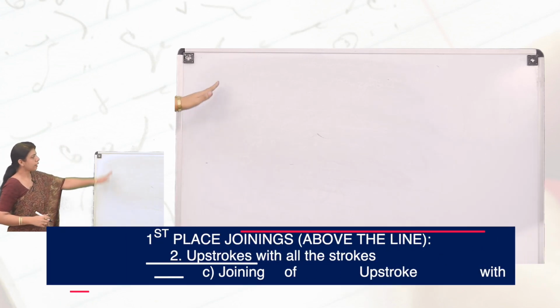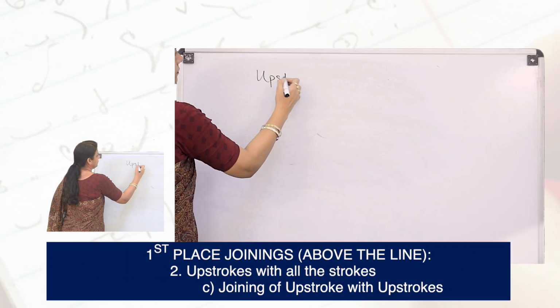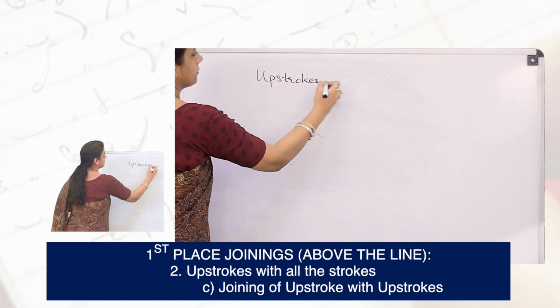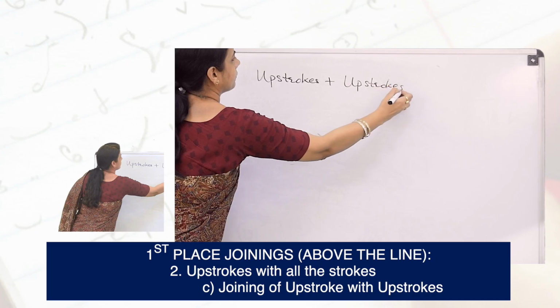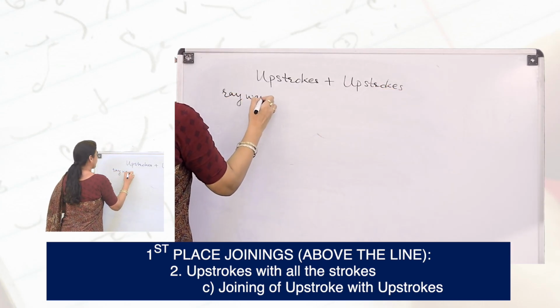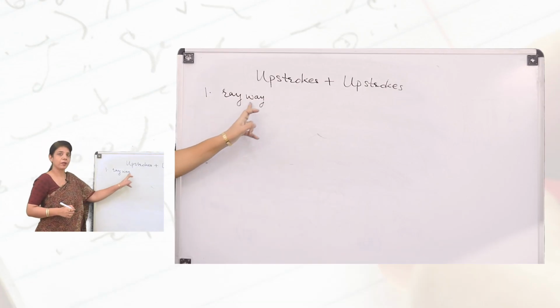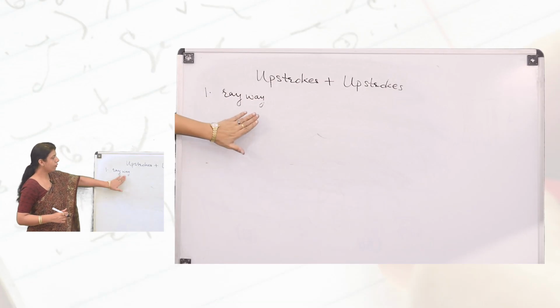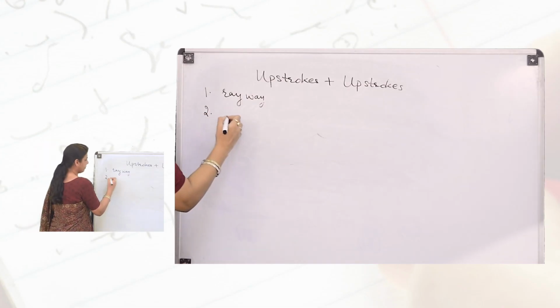Now next is upstrokes plus upstrokes. First example, Ray and Way, both are upstrokes. So we'll be learning now how to join the two upstrokes together at first place.